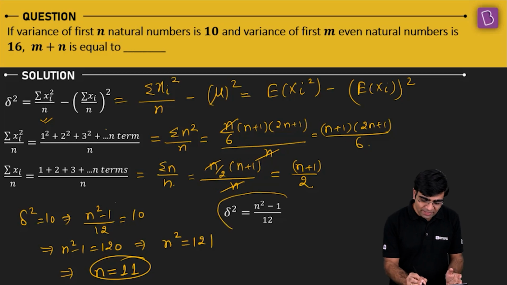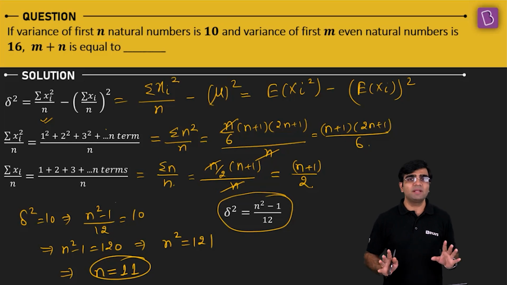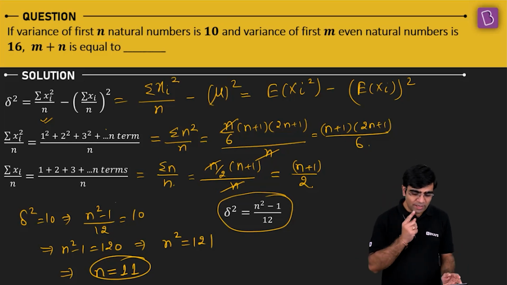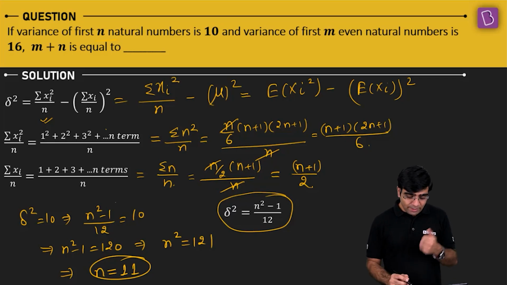This is the final calculation that we have reached, in case you want to note it down. So we got n equal to 11. Sorted. Let's try to find out the variance for the second case, that is the first m even natural numbers.